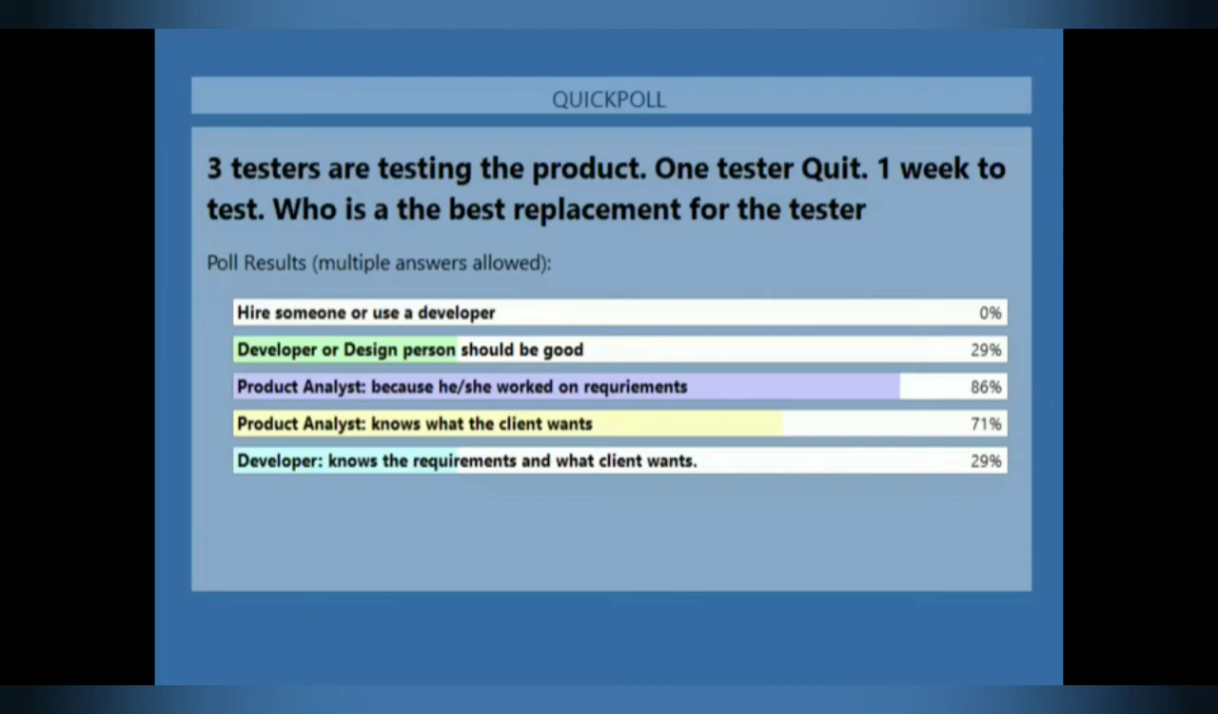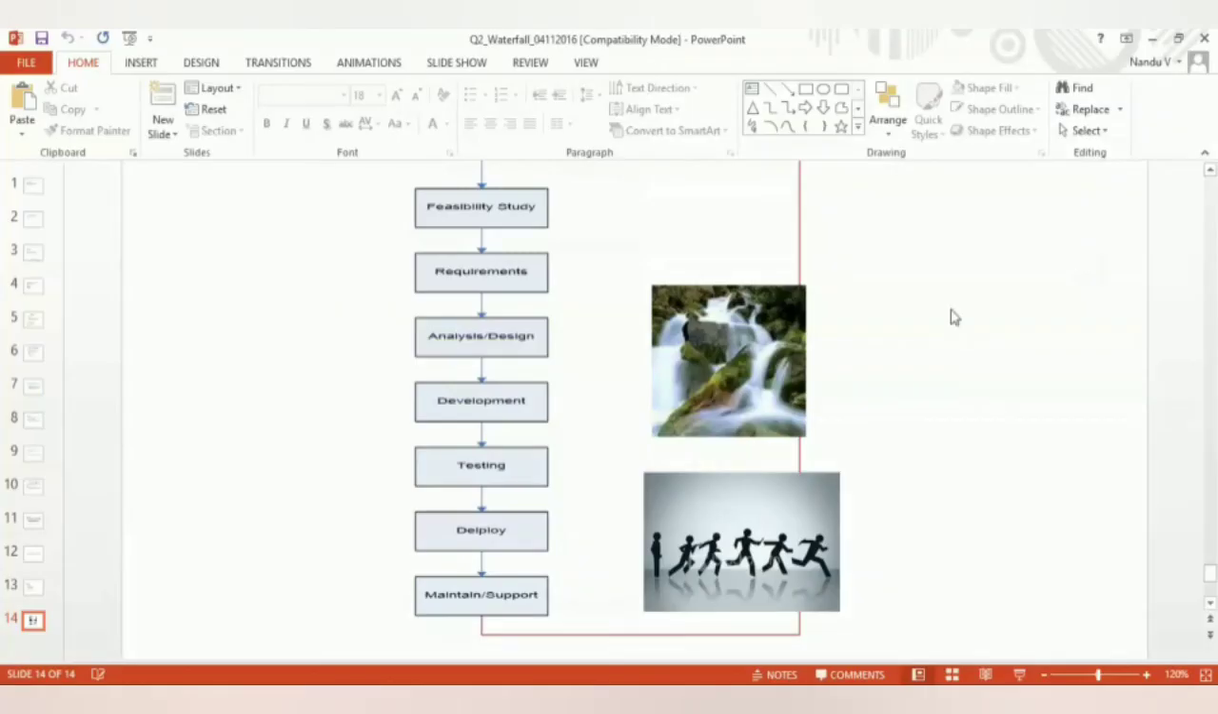71 said product analyst. That is the right answer, because he or she works on the requirements and knows what the client wants. Developer or design person is not the right answer. There is no time to hire. First one, all of you got it right. No time to hire, I indirectly quoted that also. A developer or design person ideally should not test. Why should the person not test?